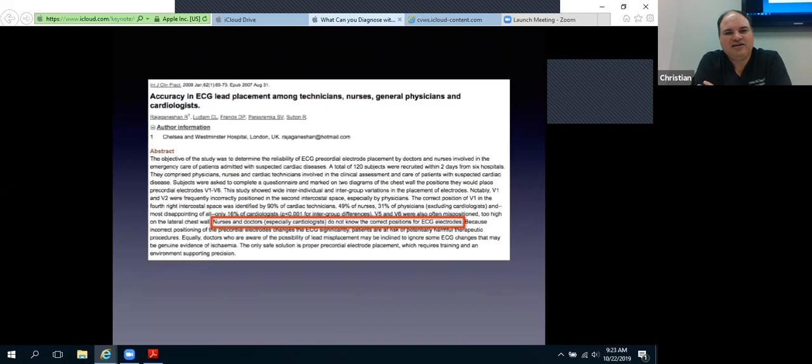And the interesting thing was that the correct position of V1 in the 4th right intercostal space was identified by 90% of cardiac technicians. So the cardiac technicians are equivalent to our EMTs. But only 49% of the nurses, right? And then only 31% of the physicians. But that was excluding the cardiologists, because when the cardiologists were looked at specifically, they got it right 16% of the time. Wow. Right? And so who's playing the instrument the most? The techs, right?